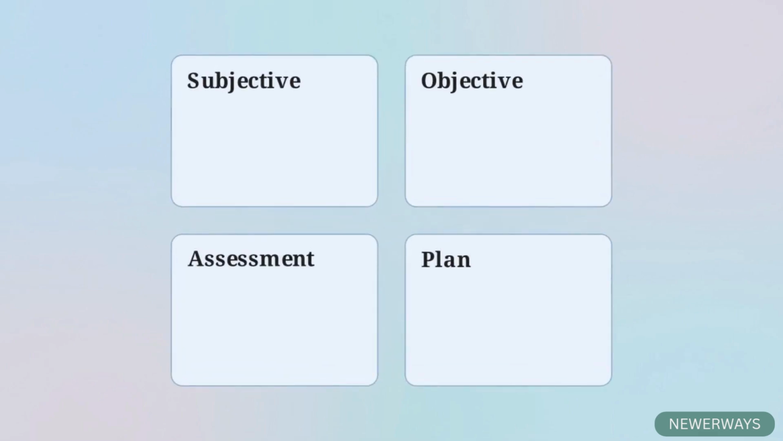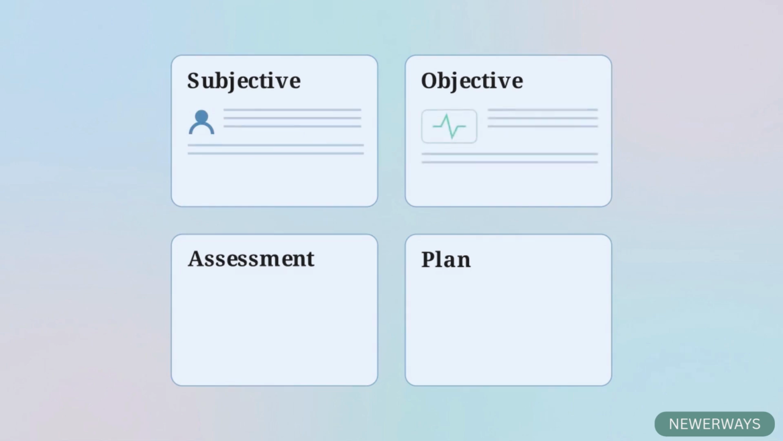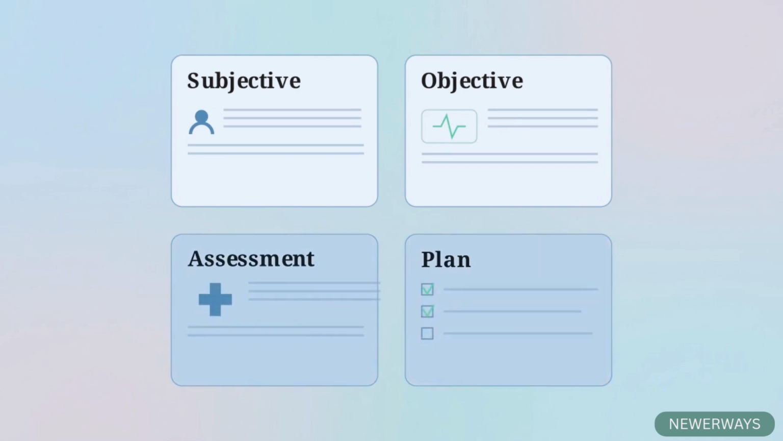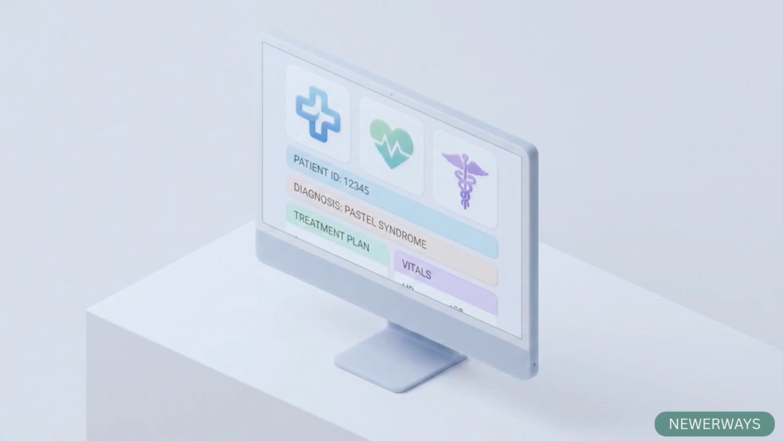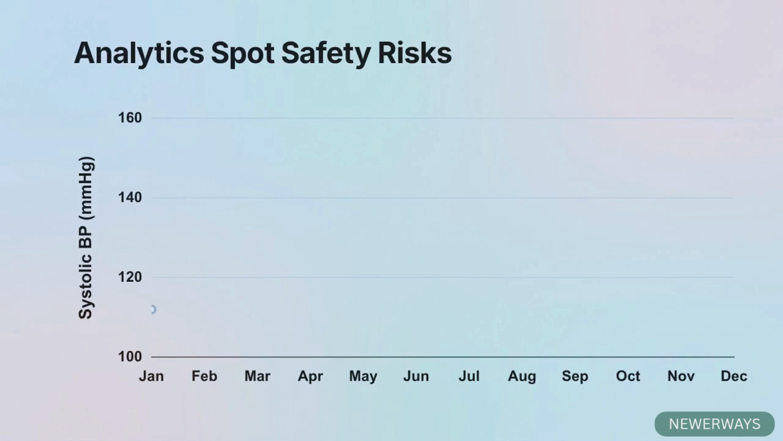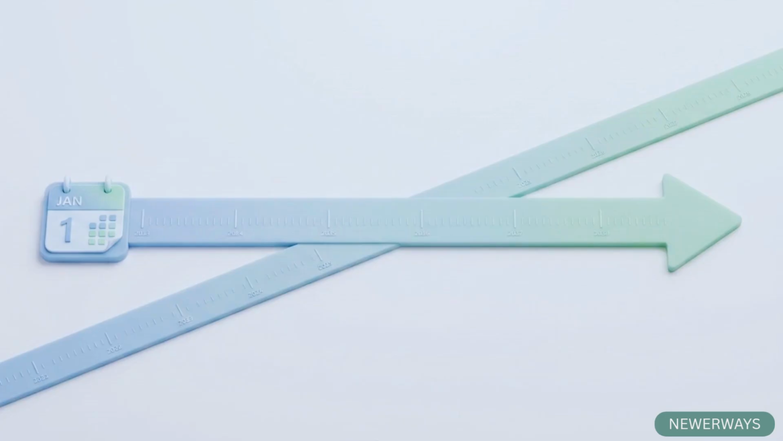Providers rely on the SOAP note, organizing data into subjective, objective, assessment, and plan. Subjective records symptoms. Objective handles vitals and exams. Assessment logs the diagnosis, and plan outlines treatment and follow-up. This high level of standardization allows different health systems to share records seamlessly. It also creates a structured data set that analytics tools use to spot patient safety risks or track the progress of a chronic illness over several years.